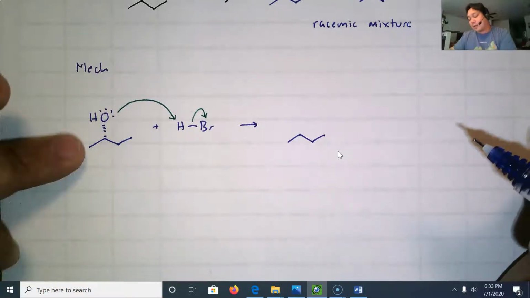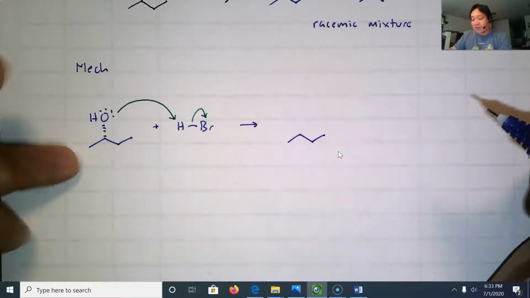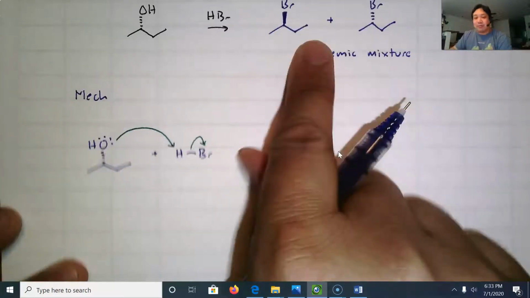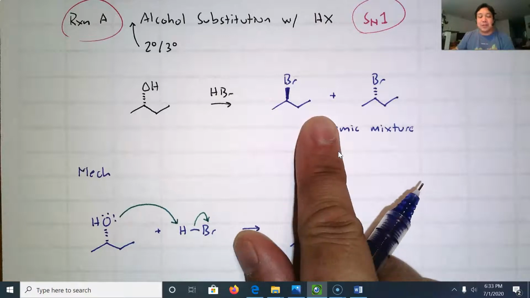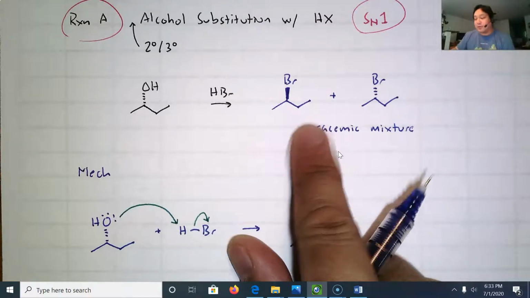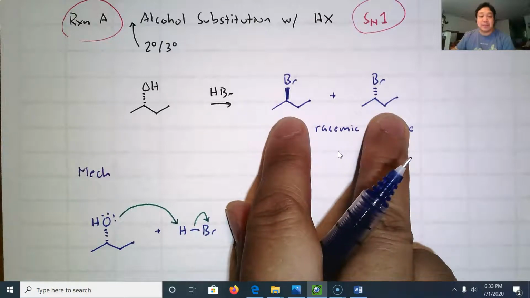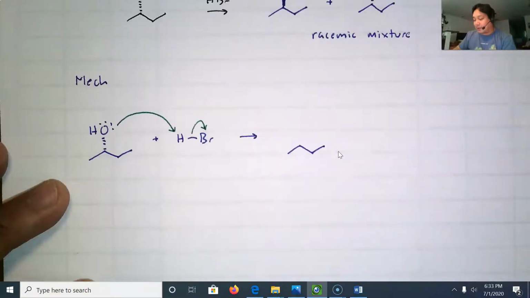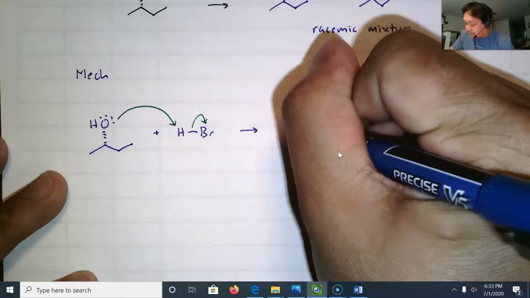Also, when students draw the mechanism for me, I don't care about stereochemistry. But in the fill in the products, I typically do care about stereochemistry because I want you to know that you literally make two different organic molecules. They just happen to be enantiomers. So you don't have to draw that S dash, and I'm not going to draw that S dash anymore.